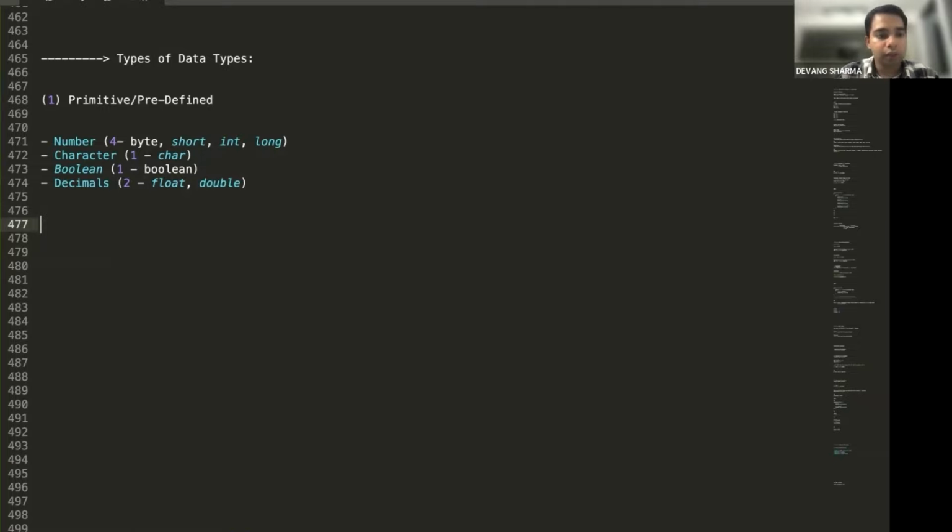For character, it is just one, char. For Boolean, it's just one, which is Boolean. For decimals, it can be float and double. So 4 plus 1 plus 1 plus 2, that gives a total of 8 different data types. This part clear to all? This part crystal clear to all?